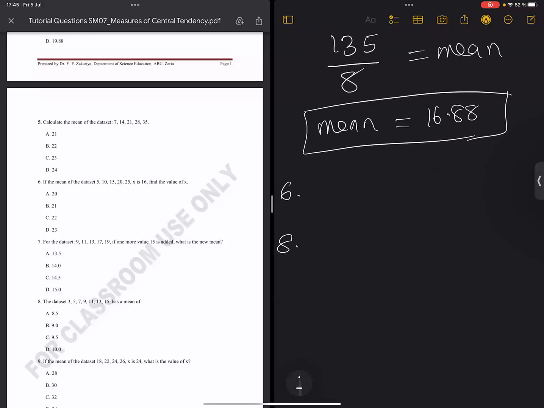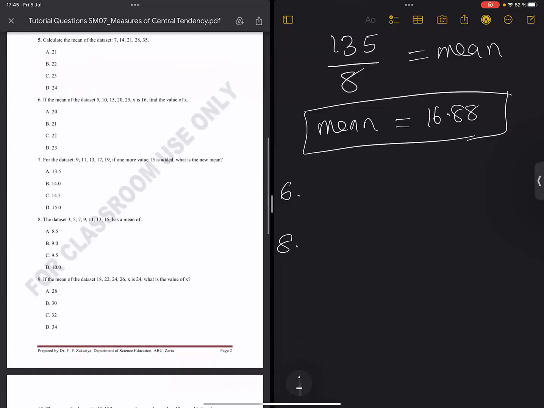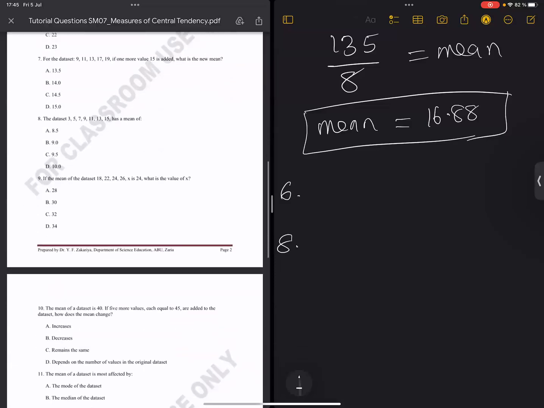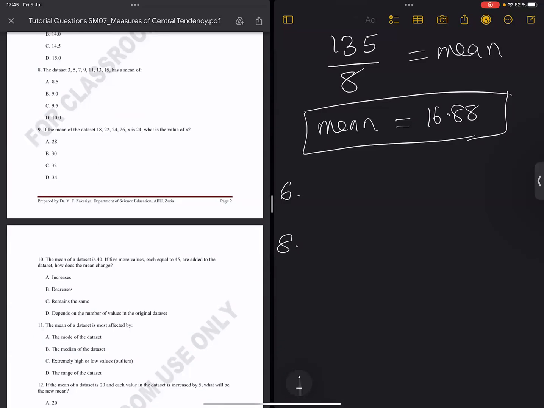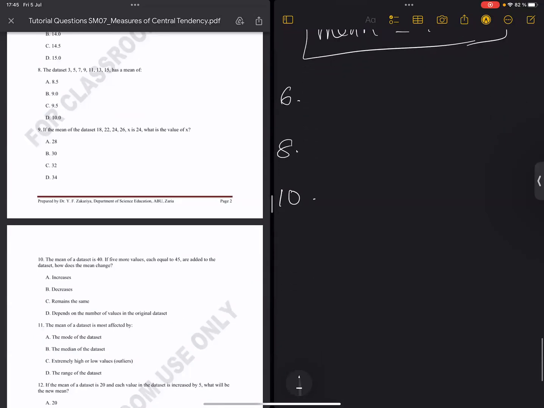The data set 3, 5, 7, 9, 13, 11, 13, and 15 has a mean of... this is the simplest question you can get. And we have worked like 3 examples on this too. Please work it out and get the answer. I don't know the right answer now until I work it. Okay, I want to go to problem 10. This is very interesting.